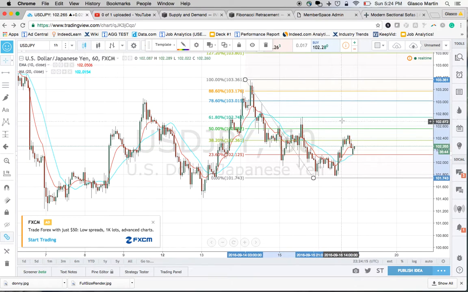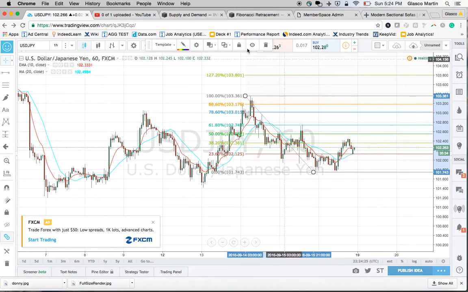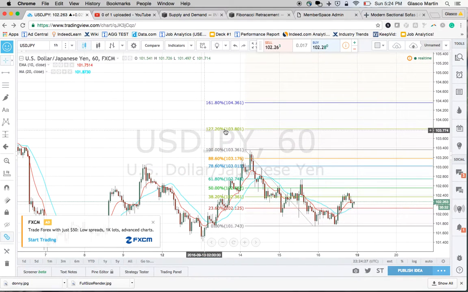So then your next take profit would be the 61.8. So that'd be take profit 2. Then take profit 3 could be 78.6. And then the fourth take profit could be the 88.6. And then you'd definitely put the fifth and sixth at the extension levels.